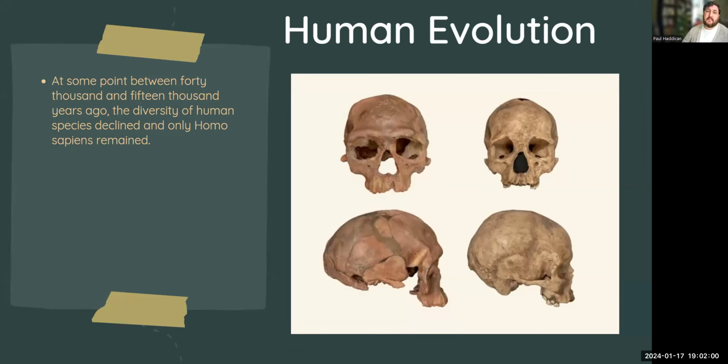Finally, at some point between 40,000 and 15,000 years ago, the diversity of human species declined and only Homo sapiens remained. We are Homo sapiens.